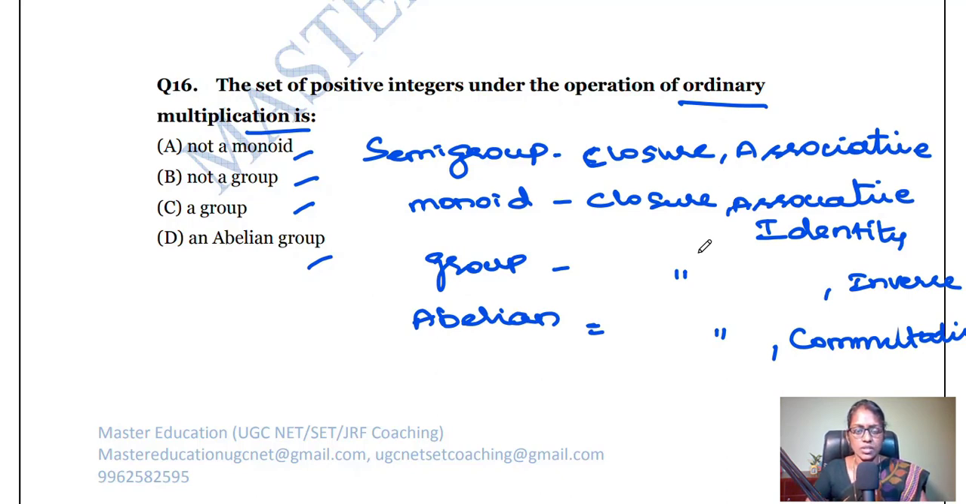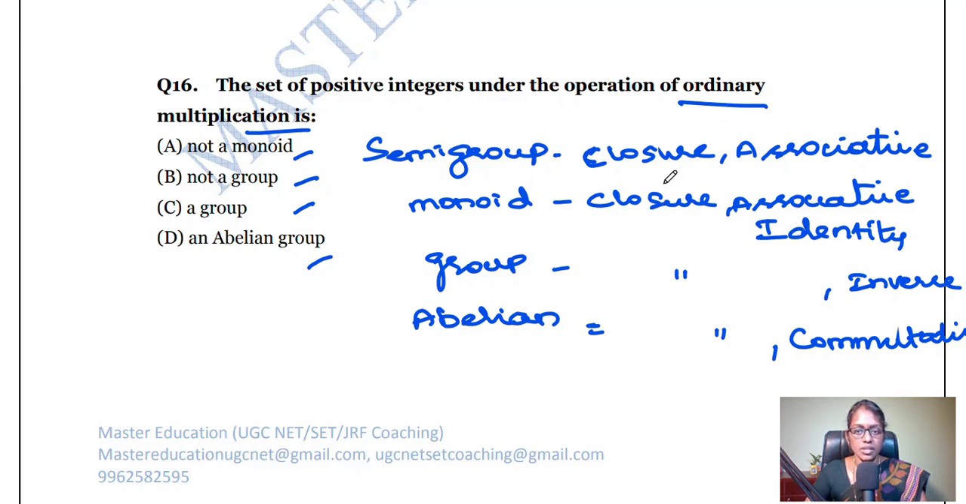The next question is: the set of positive integers under the operation of ordinary multiplication is. Okay, so first of all we have to know what is a semigroup, monoid, group and abelian group. Semigroup means closure and associative property. And monoid means closure, associative, and identity property.